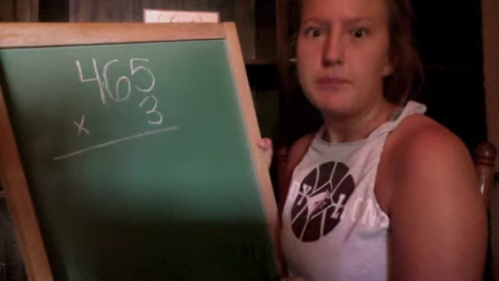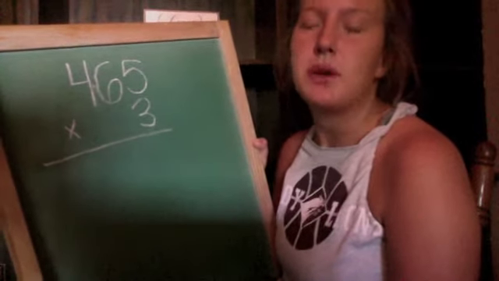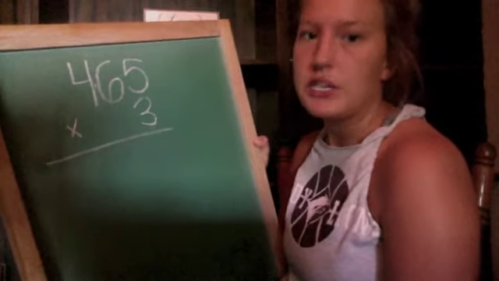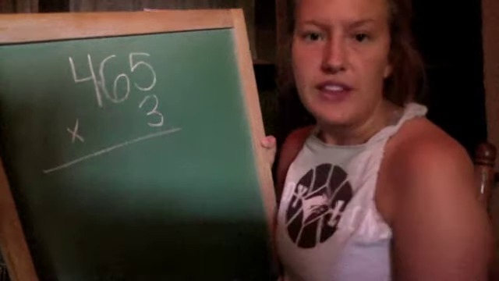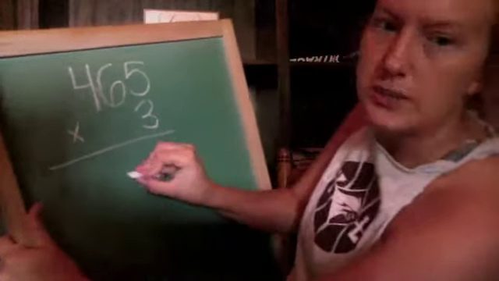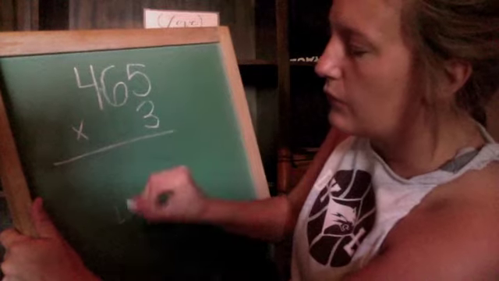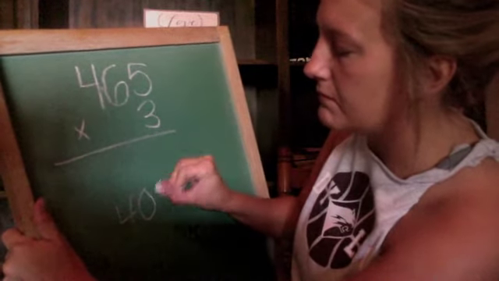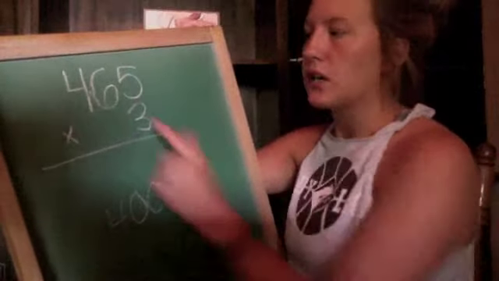That 4 isn't worth just 4. Think about it. What place value is it in? If I was building this number, what would I use? So that 4 is worth 400. So I'm going to put that right below here, 400. Just like with expanded form, we're going to go to the next one.